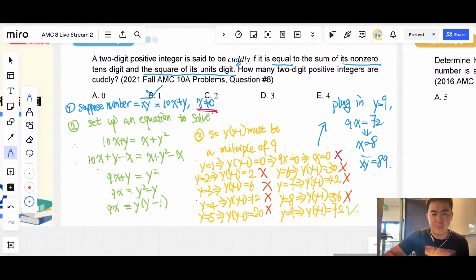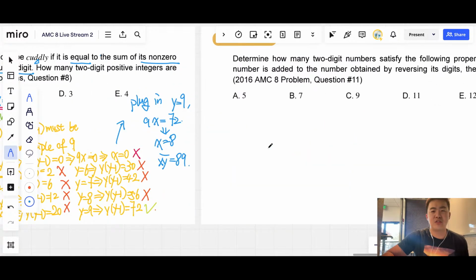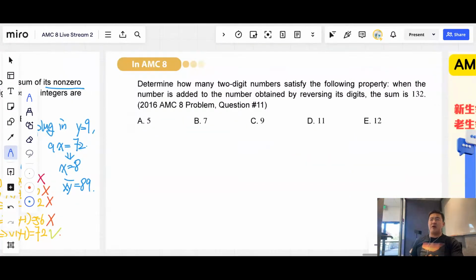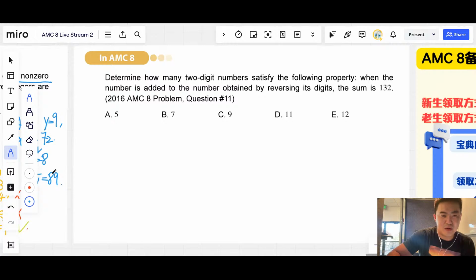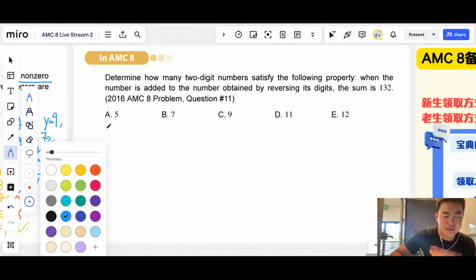So this is a warm up. Let's try a problem that is directly derived from the 2016 AMC 8. It's question number 11, okay? So it should be a similar problem using the same approach. Let me get my pen ready.